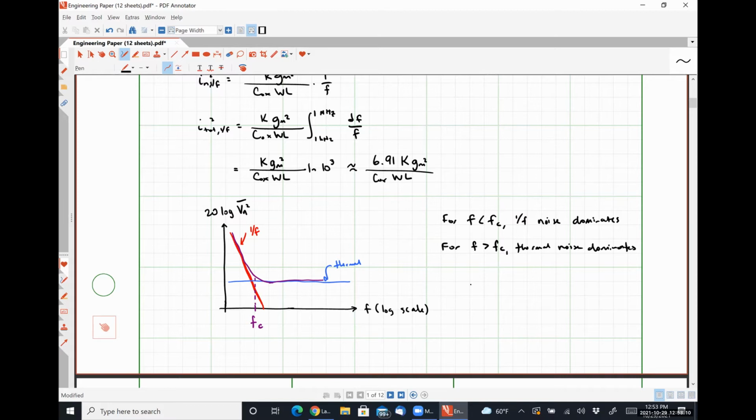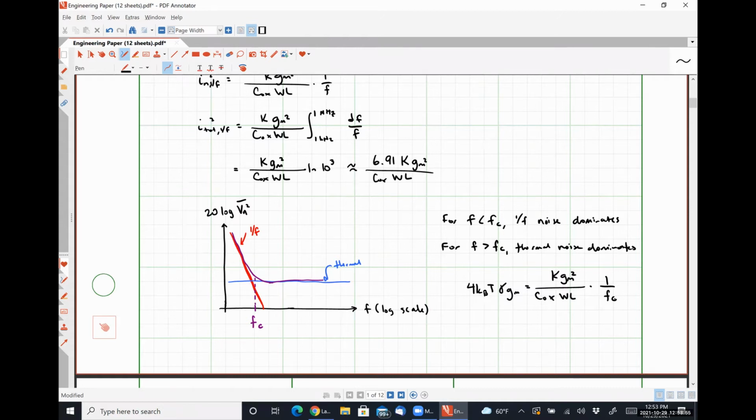So we could say that 4 kBT times gamma GM is equal to K GM squared over Cox WL multiplied by 1 over FC. And now we would have to solve for FC. And I realized that in my derivation earlier, I used 2/3 for gamma instead of actually using gamma. So we're going to have to do some math here to get a general result. I apologize for making that mistake.